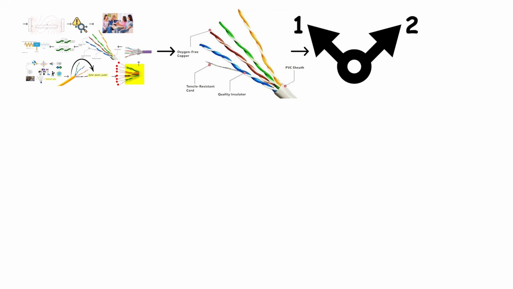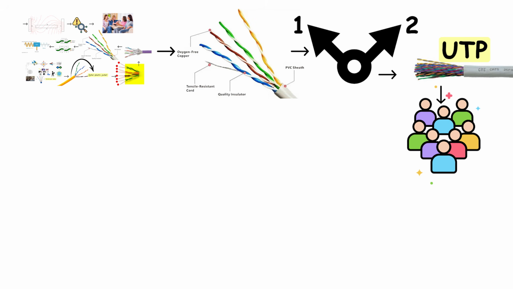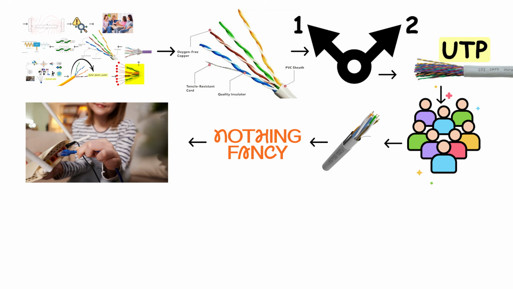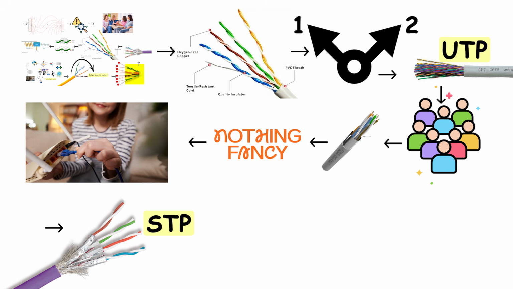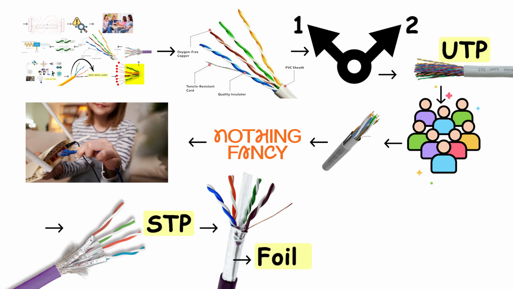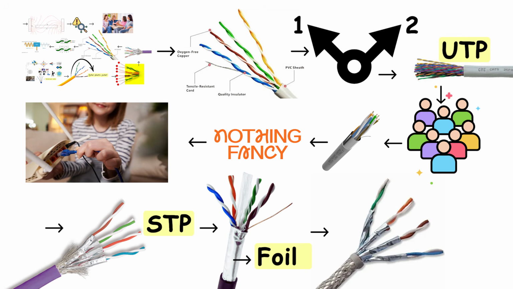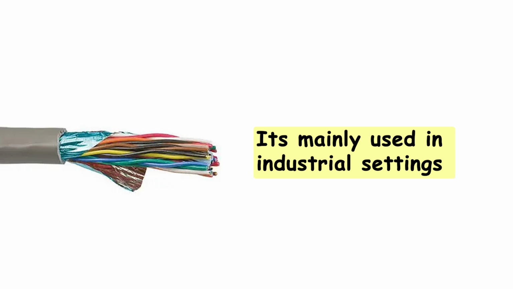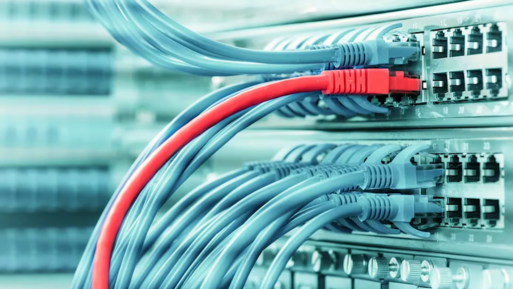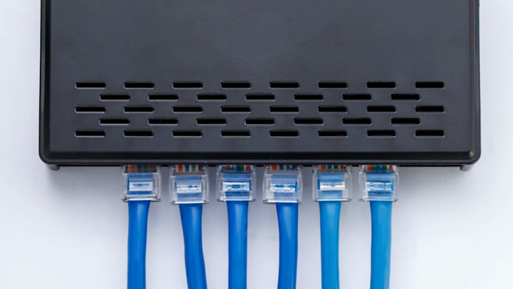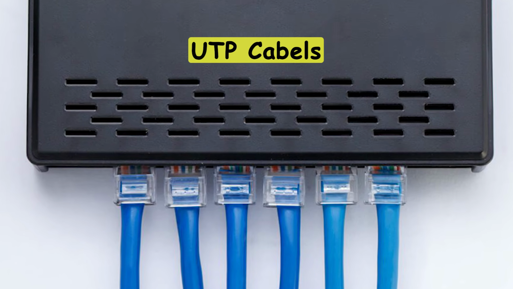Now, there are 2 main types of these cables. Unshielded twisted pair, or UTP, is what most people use. It's just the twisted wires inside a plastic jacket. Nothing fancy, but it works perfectly fine for home and office use. Then there's shielded twisted pair, or STP, which has an extra foil wrapper around the wires. This shielding adds another layer of protection against interference, but it's mainly used in industrial settings where there's a lot of electrical noise from machinery. For your home network, you almost certainly have UTP cables, and that's perfectly adequate.